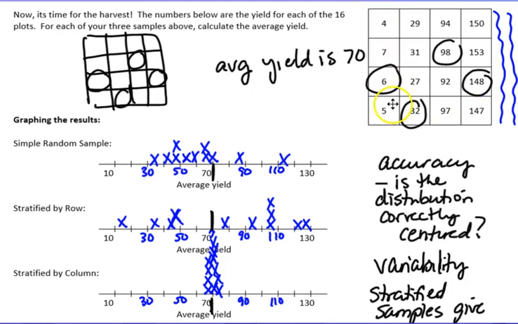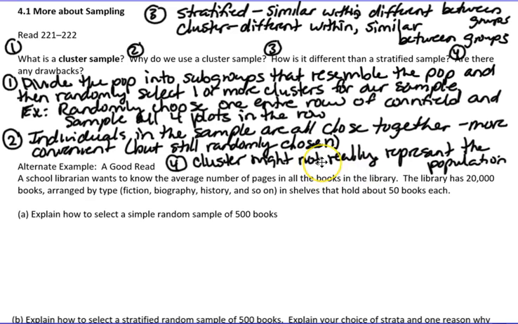Okay? So stratified, similar within, different between. Clusters, different within, similar between. That's the main difference with clusters and stratified samples. Are there any drawbacks to using a cluster? Well, in some cases a cluster might not really represent the population.